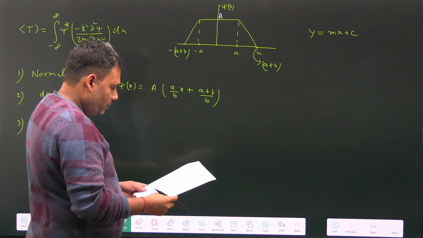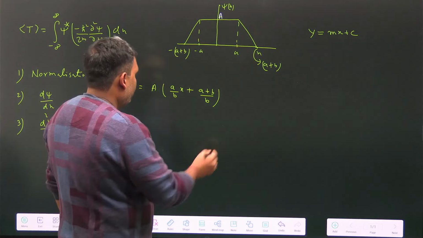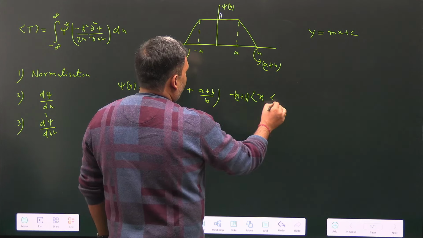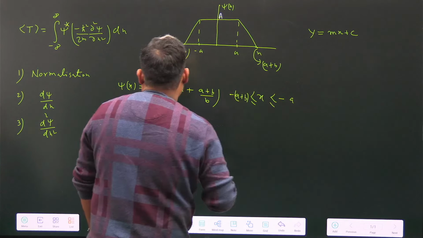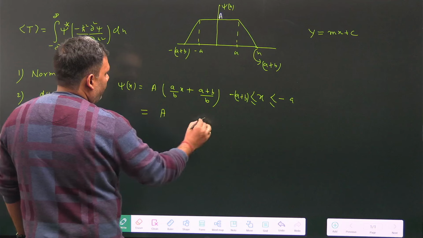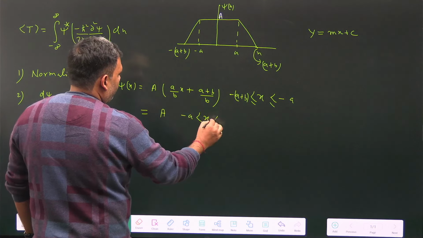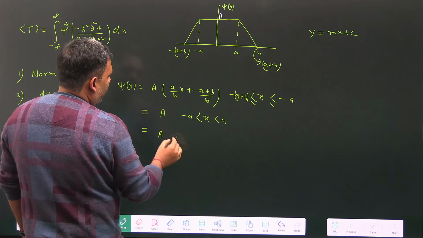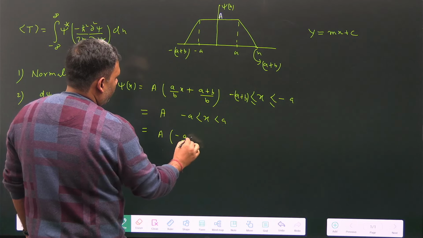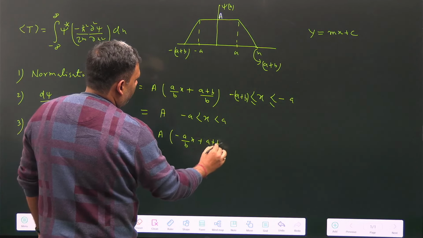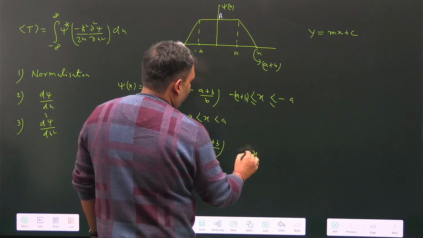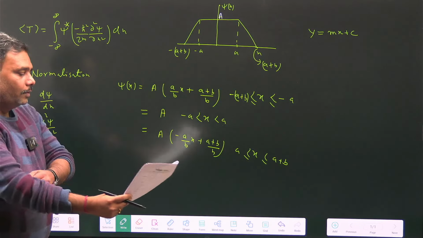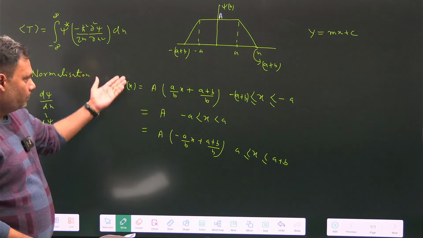Psi x is equal to A times (a plus b plus x) by b, where x is between minus a plus b and minus a. Psi x is equal to A, where x is between minus a and plus a. And the last one is A times (a plus b minus x) by b, where x is between a and a plus b. So this is all about the equation of this particular wave function.